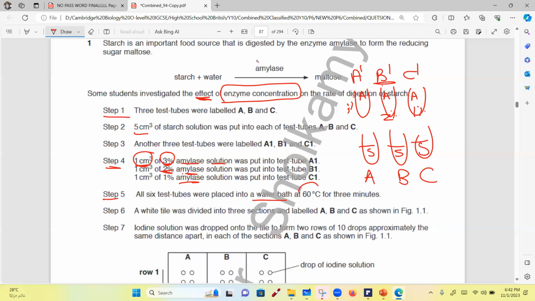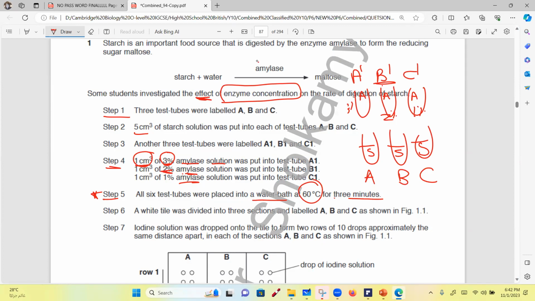degrees for 3 minutes. Now let's stop here. Why were they placed all in the same water bath? Reach equilibrium. This is the answer to the question. If I had asked you, why did they leave it for 3 minutes? You will tell me to reach equilibrium. But why did I put it in the same water bath? To keep the temperature constant.